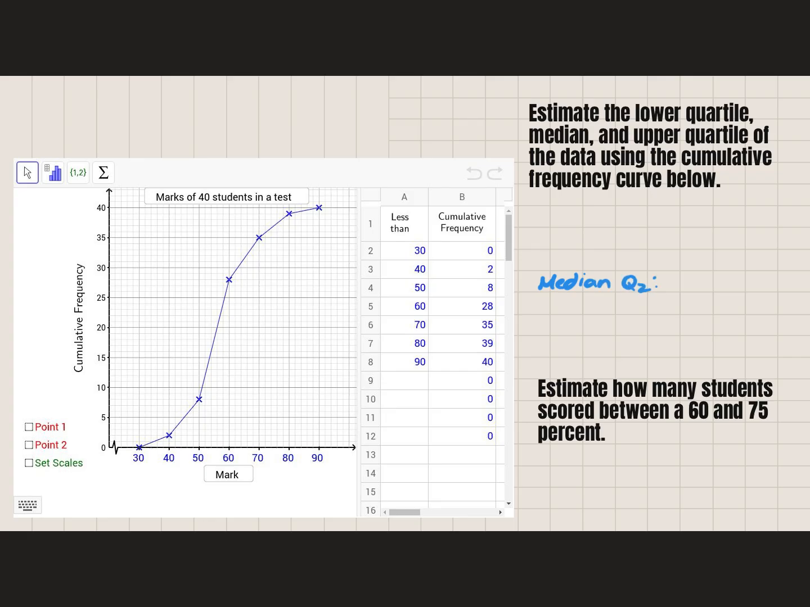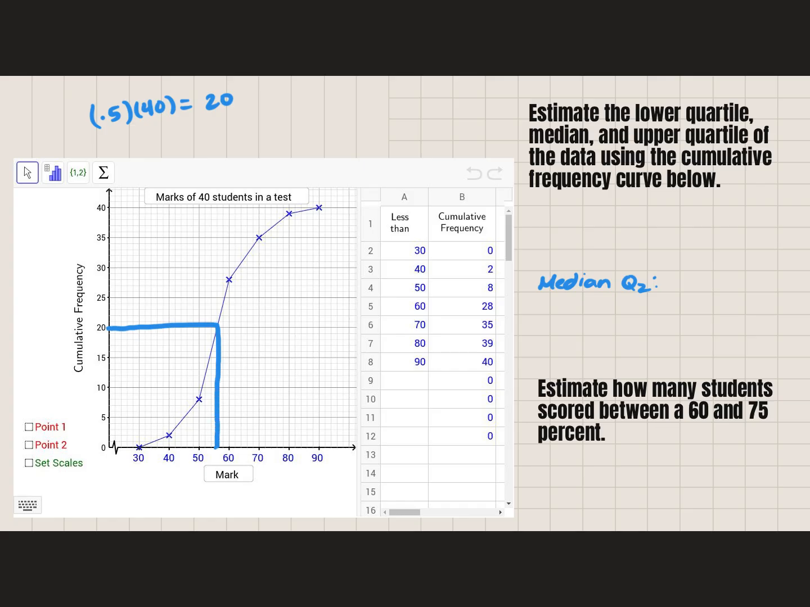Okay, our median is always going to be where 50% of the data falls beneath whatever that median value is, and 50% of it falls above. I think it looks like a total of 40 test takers, yeah, marks of 40 students. I'm going to take 50% of that value. That means 20 individuals should fall underneath the median, 20 should fall above. So I'm going to go to 20 on my cumulative frequency curve. I'm going to draw a line straight over, and then when I hit the graph, I'm going to draw my line straight down.